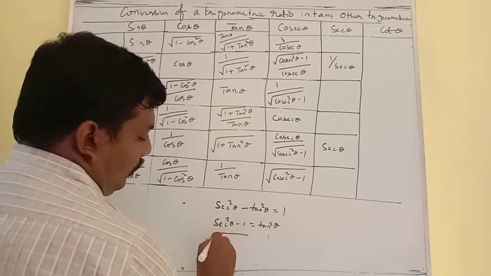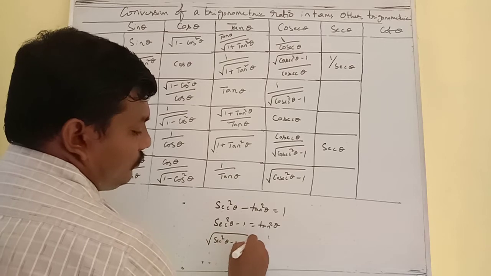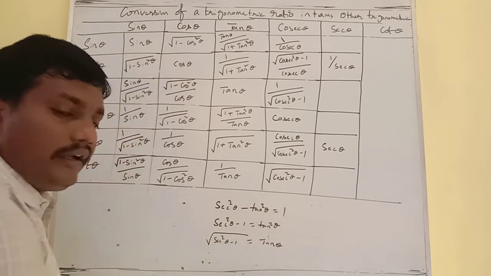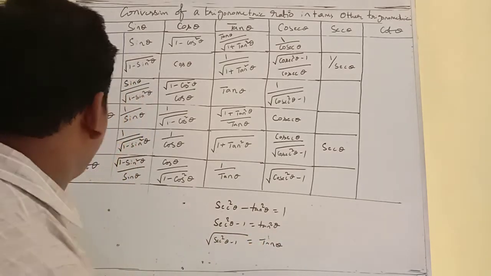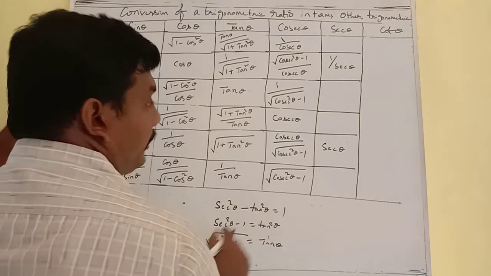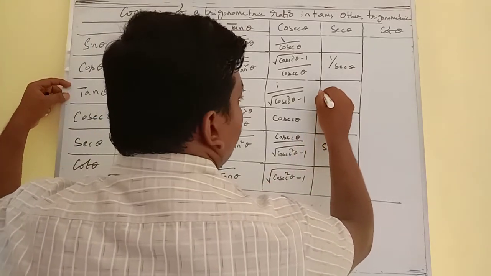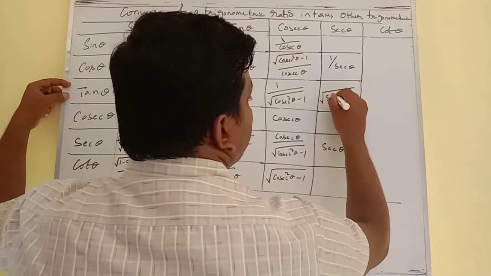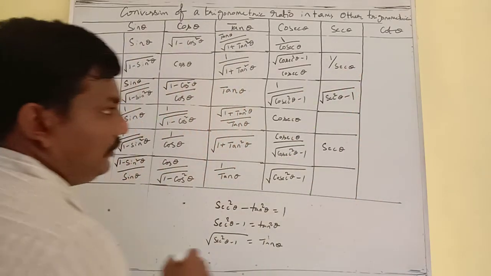Then the square root of secant square theta minus 1 is equal to tan theta. Tan theta can be written as the square root of secant square theta minus 1. Where is tan theta? Here, tan theta can be written as root of sec square theta minus 1.